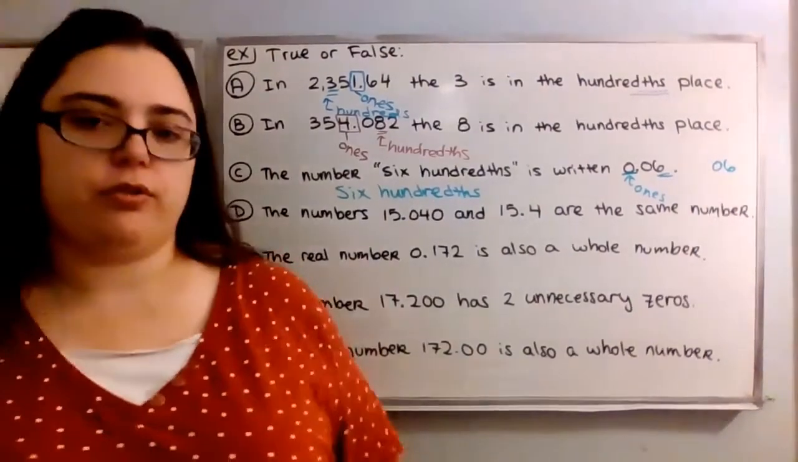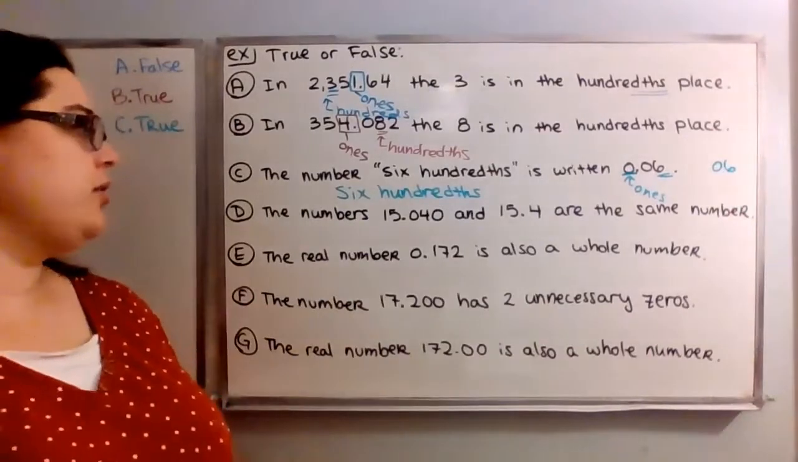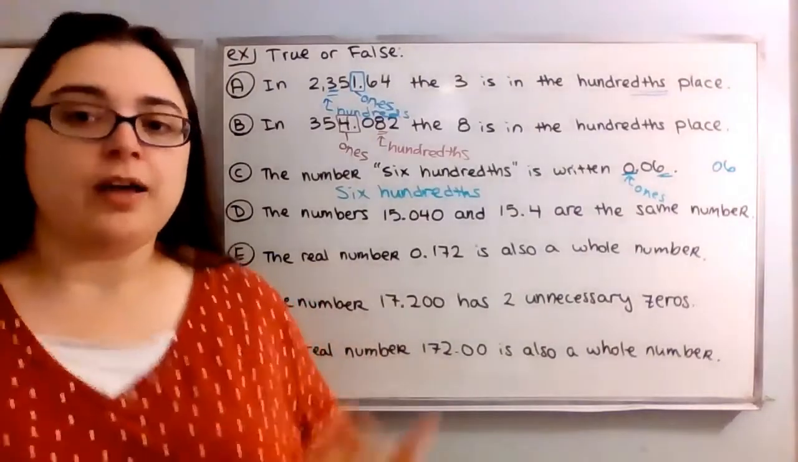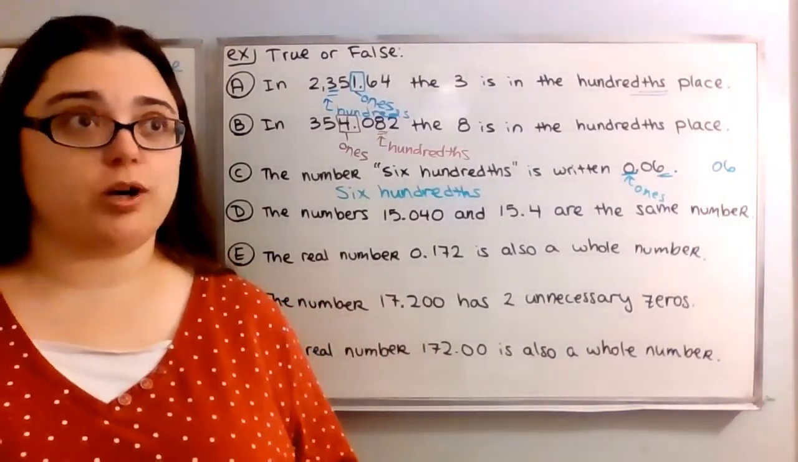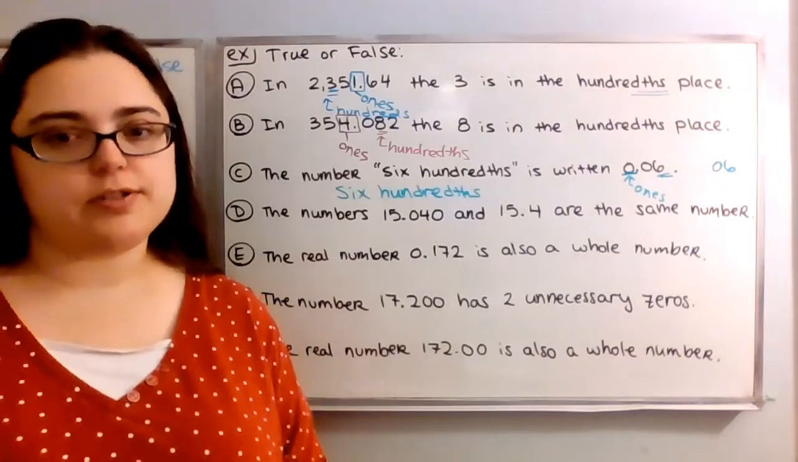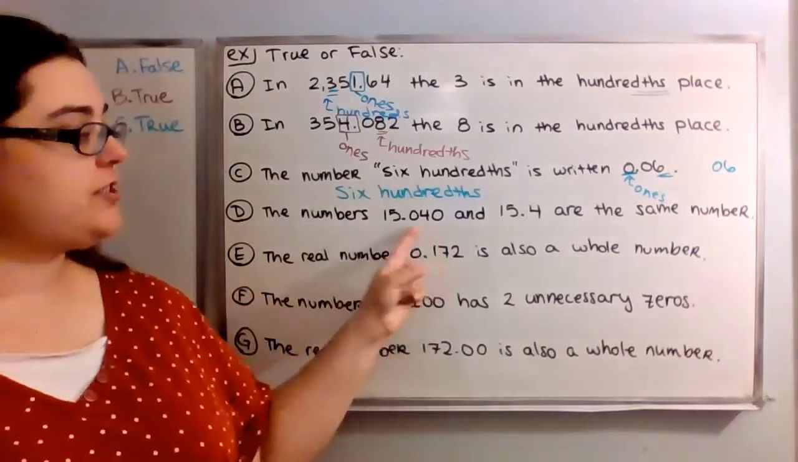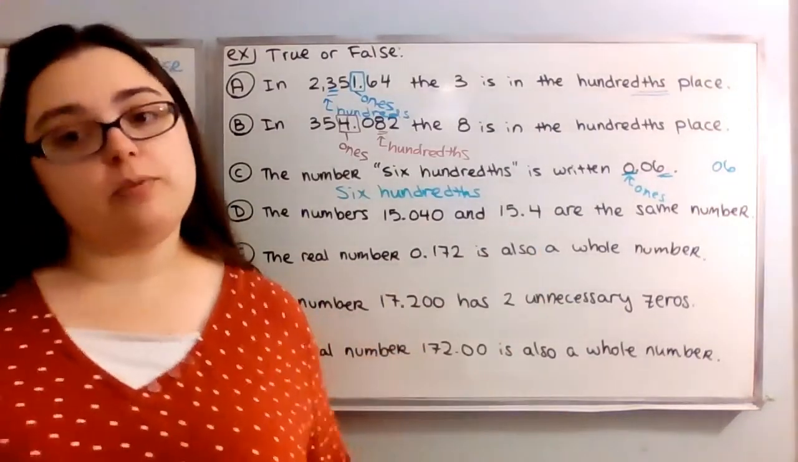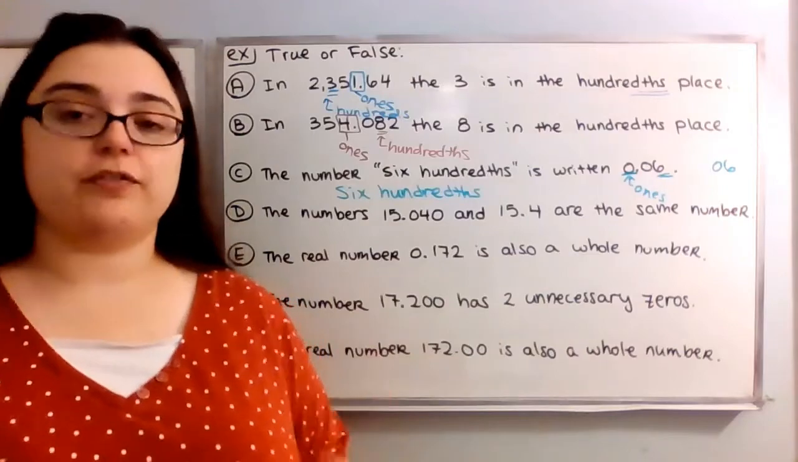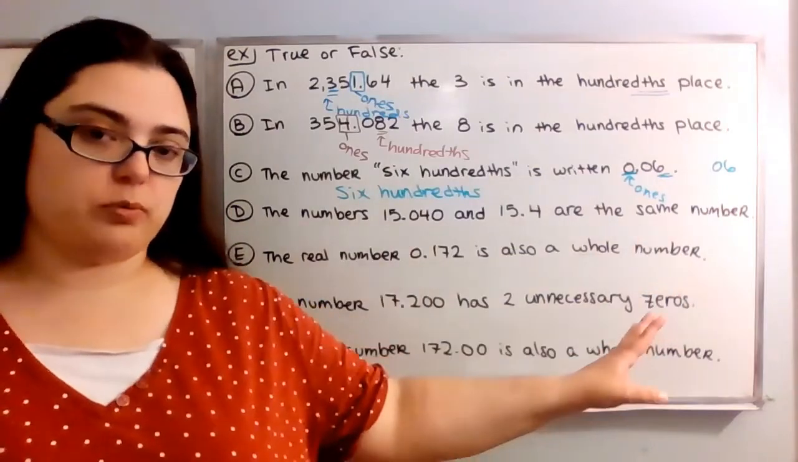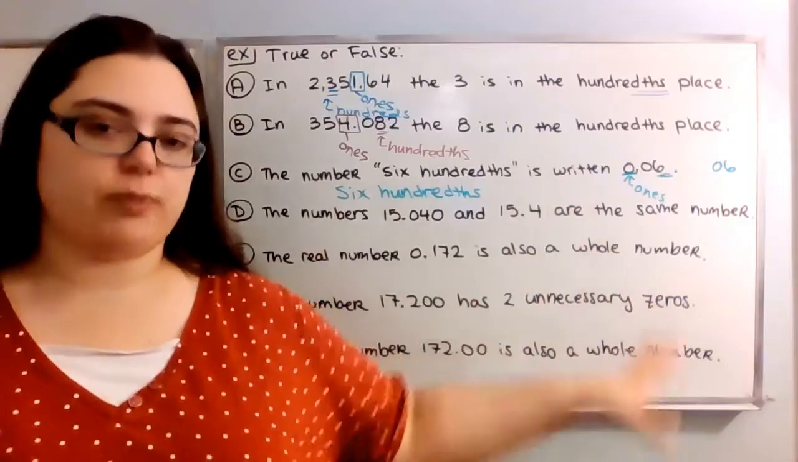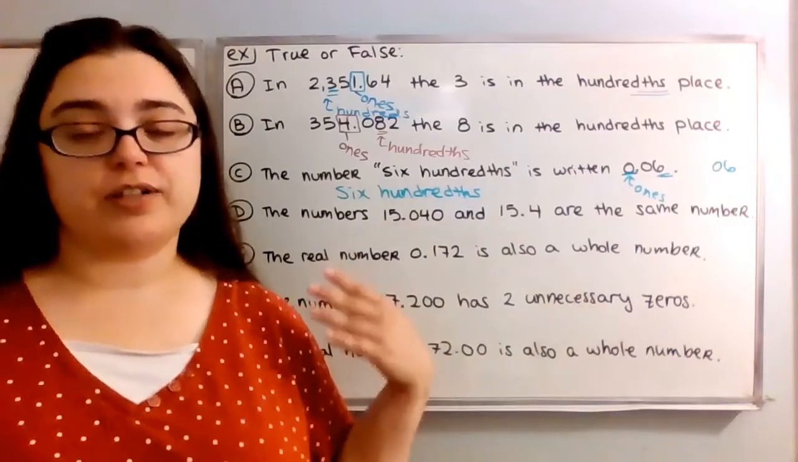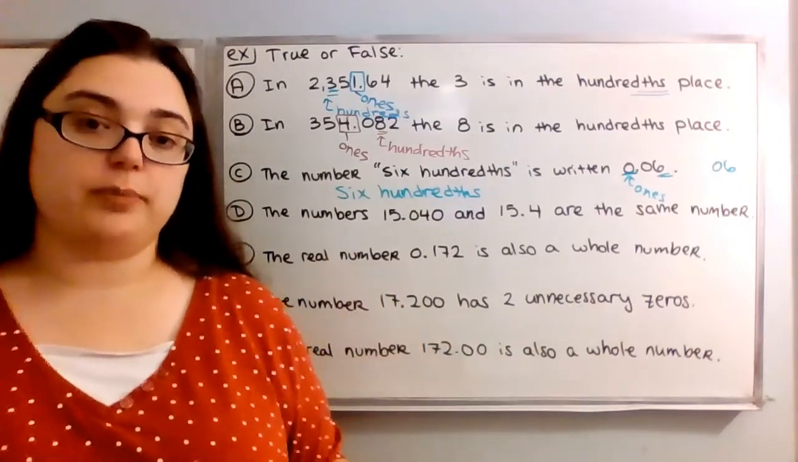All right, let's work our way through part D. In part D, it says the numbers 15.040 and 15.4 are the same number. When you see a question like this, they're trying to work us through those necessary and unnecessary zeros. So can we remove all of the zeros in this number and therefore get 15.4? To check that, remember that a 0 is not necessary if it's all the way to the right after a decimal point. If it's the last digit to the right of a decimal point, then we can get rid of it. If it's in the middle somewhere, or if it's to the left of a decimal point, then it's necessary. We have to keep it.